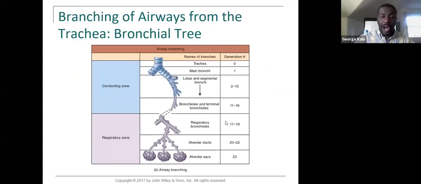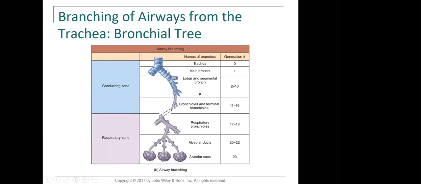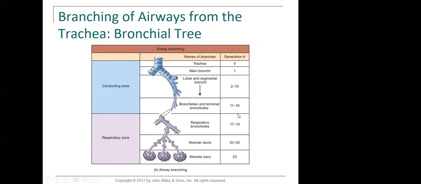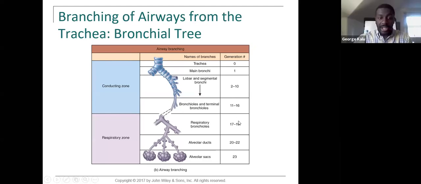Okay, so up until this point, we've only been looking at the conducting zone. This is just where we're moving air from the outside environment eventually into the lungs. Up to this point, we have a total of about 16 generations of branching taking place. From the trachea to the bronchi, there are about 10, or I guess 9 branches, from the lobar to the segmental bronchi, and then 11 through 16 are in the bronchioles and terminal bronchioles. After the terminal bronchioles, we reach the respiratory zone, where we'll find our respiratory bronchioles, our alveolar ducts, and then our alveolar sacs.